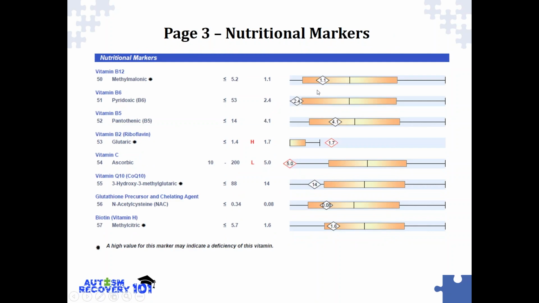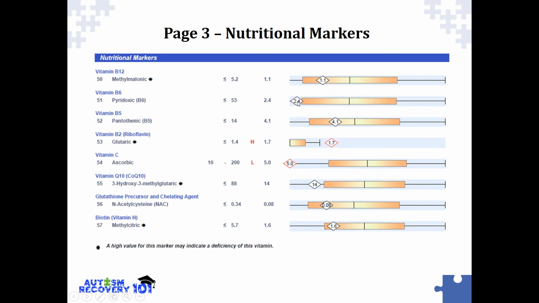The nutritional markers is an interesting section. You'll notice that in many cases the ascorbic acid level is low. Now that does not mean that there is a deficiency of vitamin C. Vitamin C or ascorbic acid gets metabolized very quickly in the body. So the level of it goes away pretty fast. But it doesn't mean that there's a tissue or organ deficiency of ascorbic acid. But additional vitamin C could certainly be worthwhile.